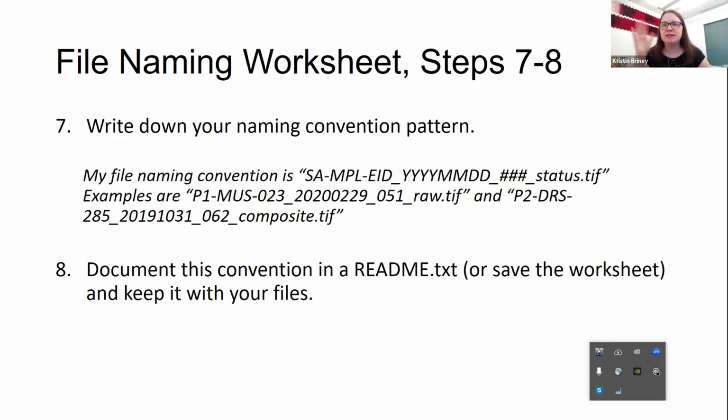All right, last step of the worksheet is to document your convention in a README file, or print out the worksheet and paste it next to your computer, or write it at the front of your lab notebook. Basically keep it with your files. That way, when you come back to your files in 6 months, you have a document that says how to interpret the file names that you use.